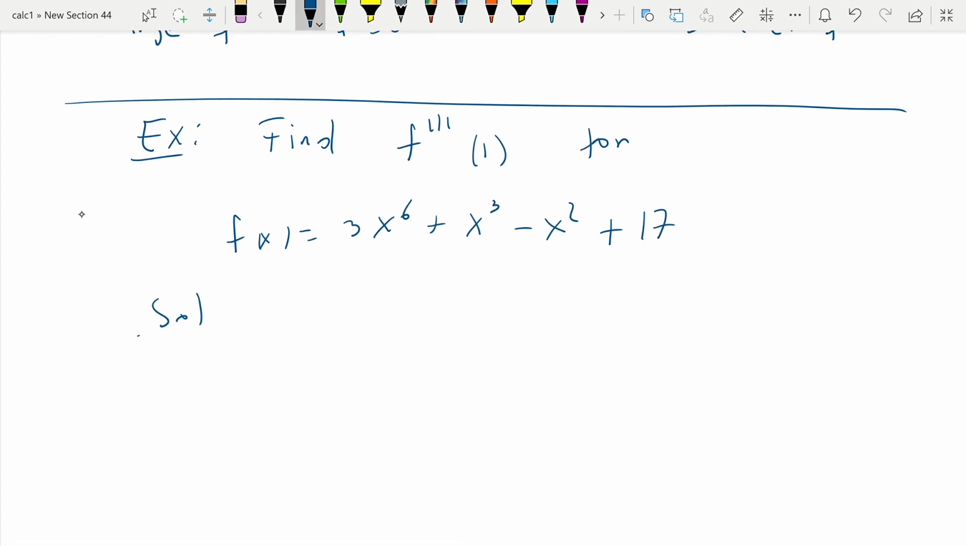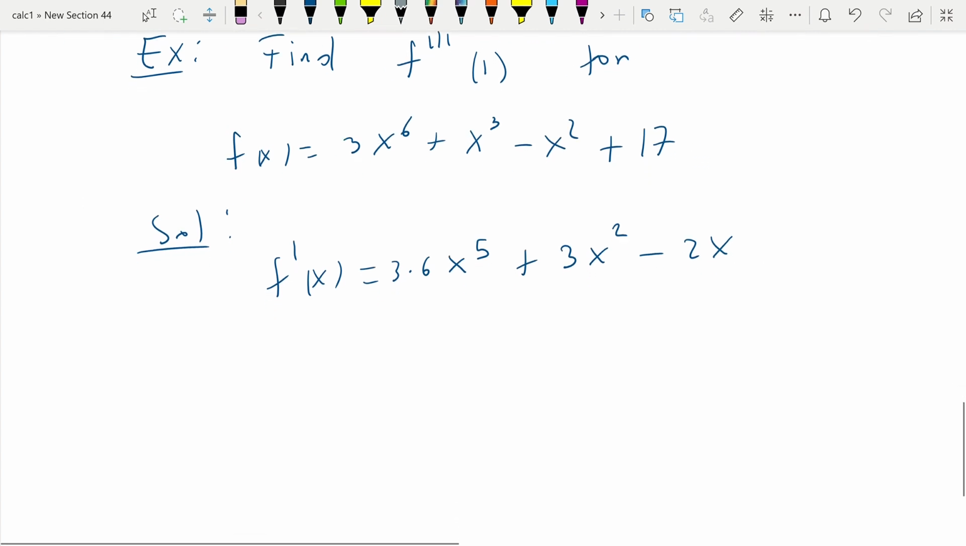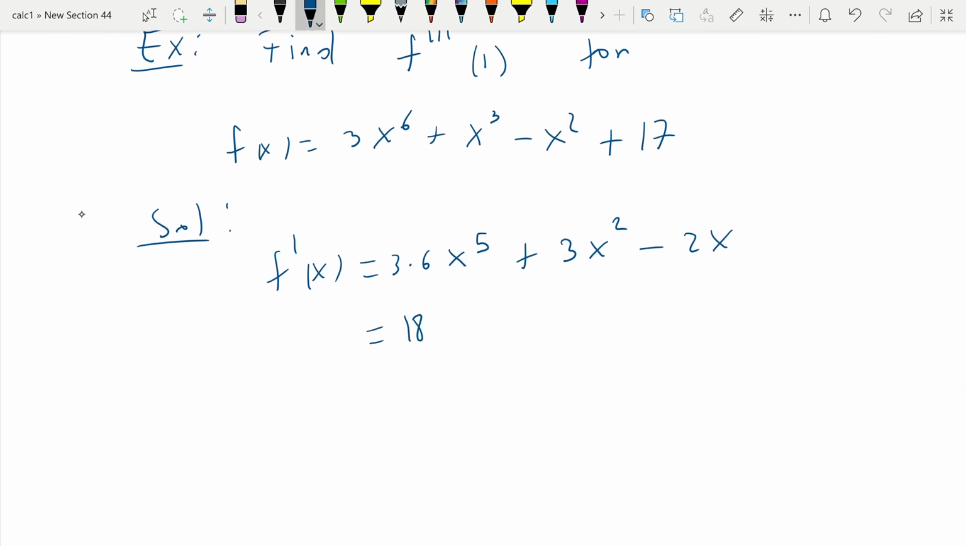Okay, so the solution, well, we already know how to compute the derivative of f. Using the power rule, we bring the 6 down here, and we are left with an exponent of 5, so 3 times 6 x to the 5th, plus 3 times x squared, minus 2 x to the 1, which is just x, and plus 0. When we differentiate, a constant is 0. This gives us 18 x to the 5th plus 3x squared minus 2x.